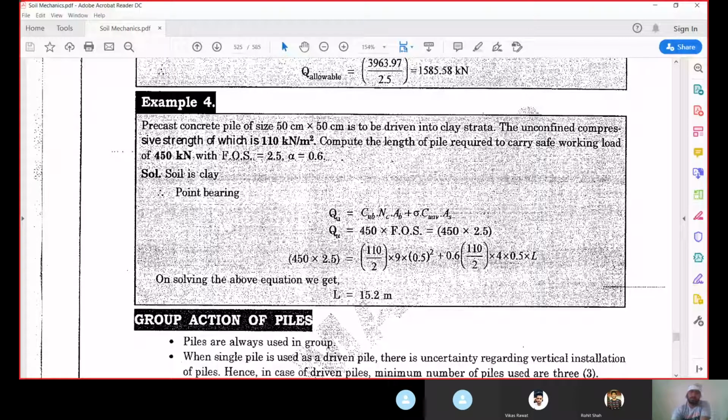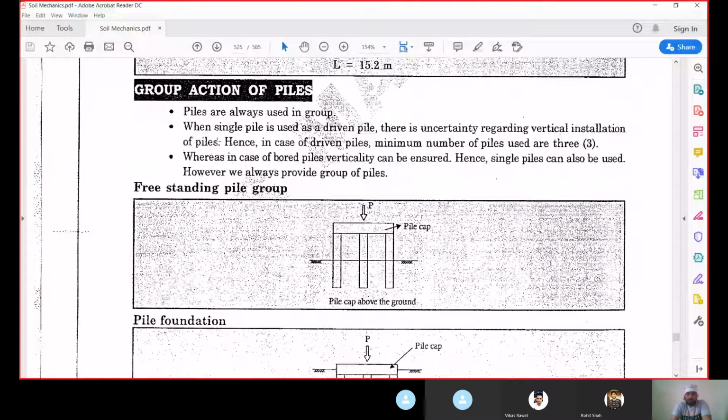Now we'll discuss group action of piles. Most of the time it is not possible for us to drive a single pile into the ground. So basically we take group action of piles, meaning all the piles are supported over a pile cap. The pile cap is supported over the piles, and by applying a vertical load over the pile cap, these piles are driven vertically into the ground. So piles are always used in groups.